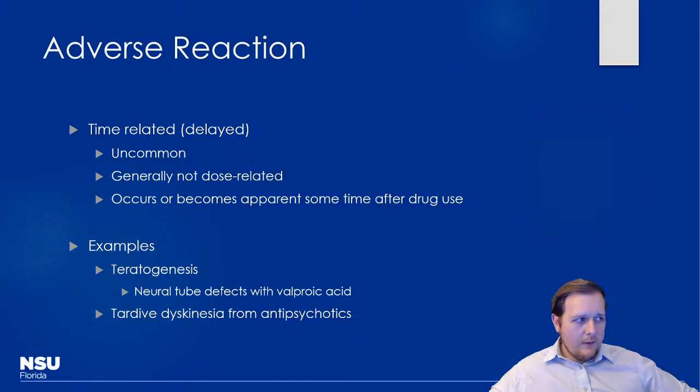Another good example would be things like tardive dyskinesia that you can see with antipsychotics. This is a condition that happens over a long period of time in which patients start to develop these abnormal movements, and they have certain tics and things like that. They have tongue smacking and things like that that can occur with time. And so that's going to be an issue you can see after a prolonged period of use of the drug itself.